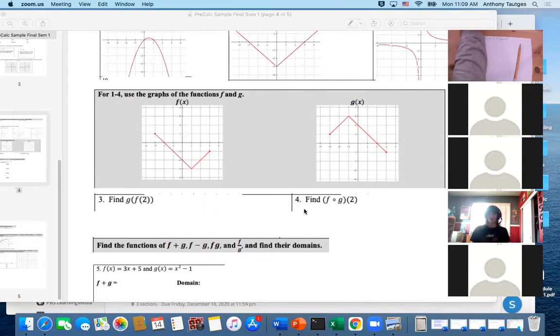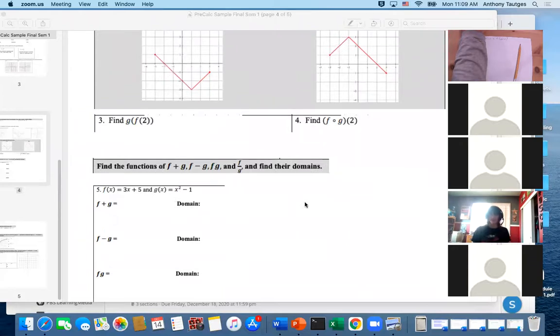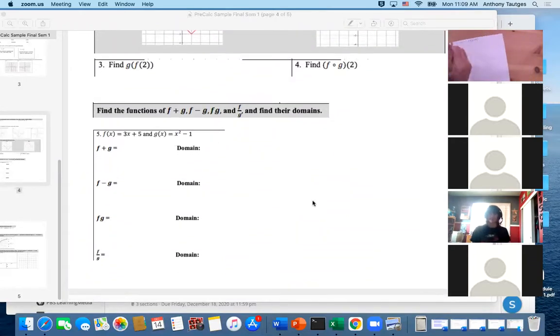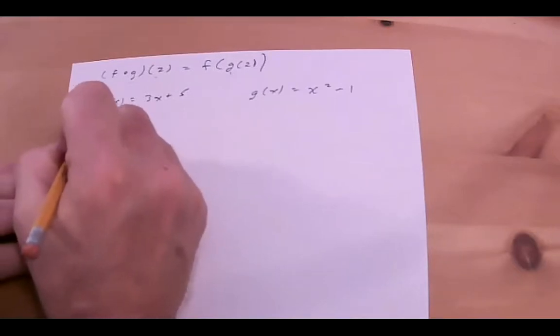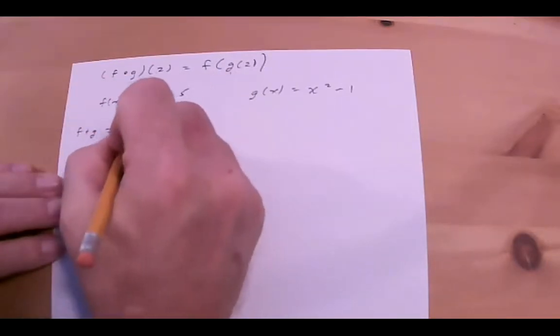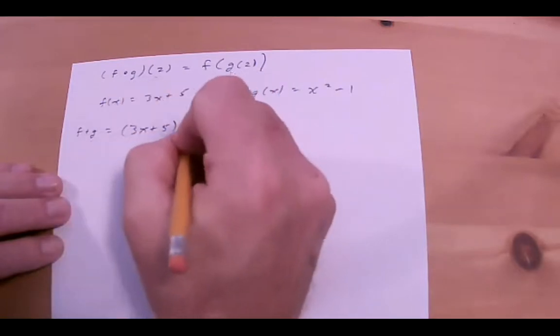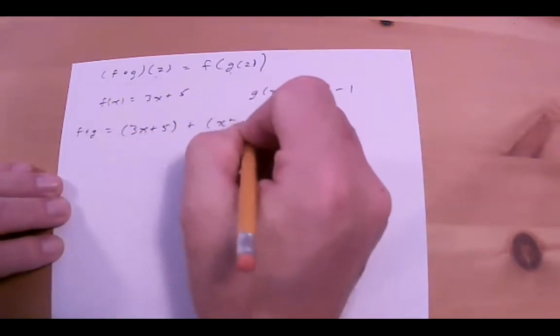Okay, for the next one, I'm going to write these functions down: 3x plus 5 for f of x, and g of x is x squared minus 1. And the first one to do is the sum of the functions, f plus g. I get 3x plus 5 plus x squared minus 1.